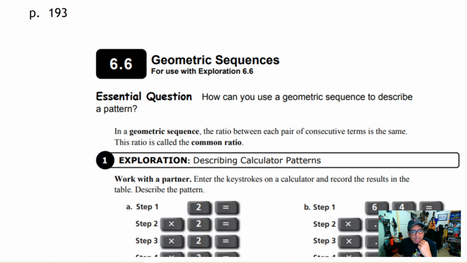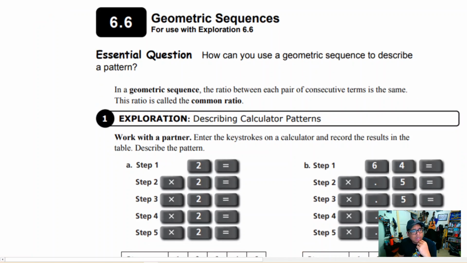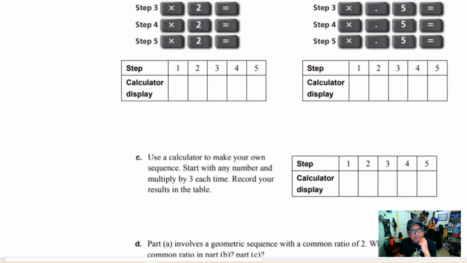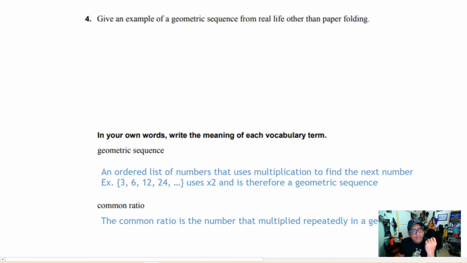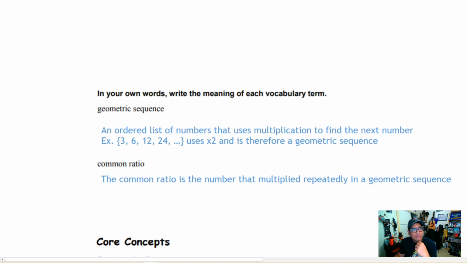And there is a lot of exploration here which you might want to look at on your own, but for the purposes of this video we're just going to skip to the actual concepts here. So in our own words, what is a geometric sequence?